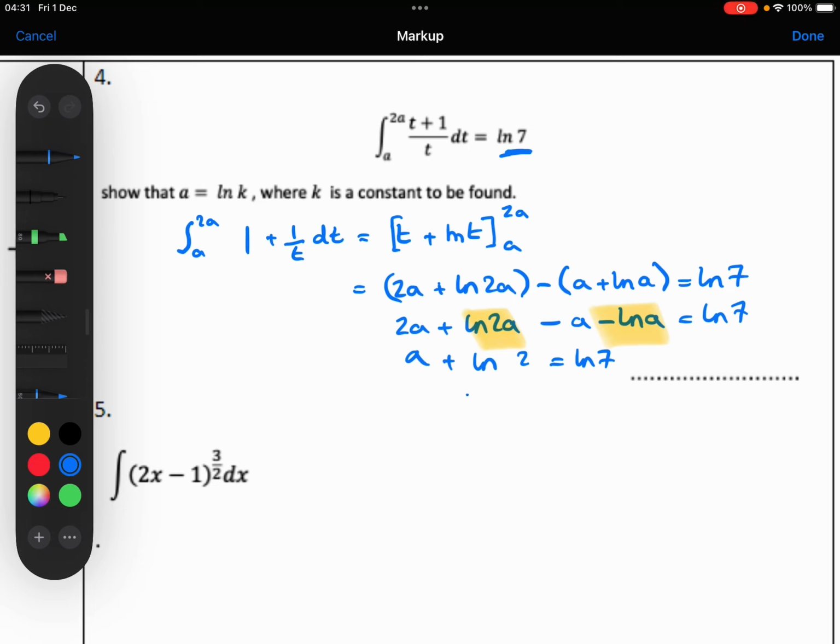I'll subtract ln 2 from both sides to get ln 7 minus ln 2, which is the same as ln 7 over 2. And that is my value of a. A is equal to ln 7 over 2, which is in the form required, where k is 7 over 2.